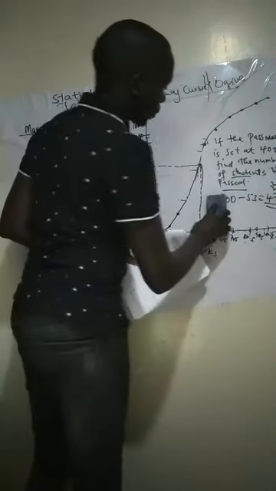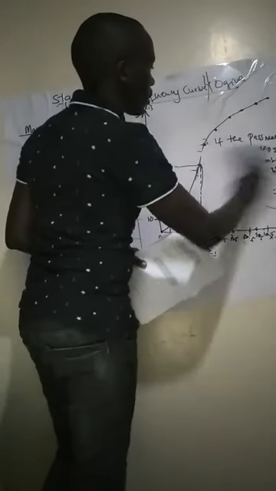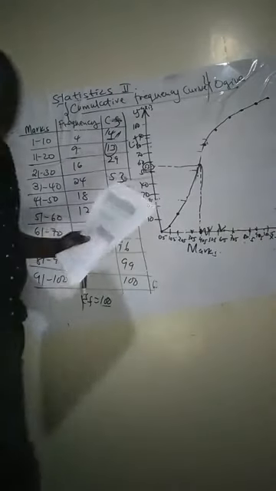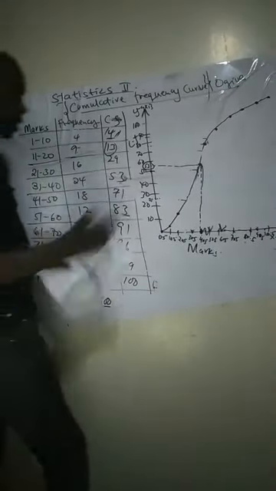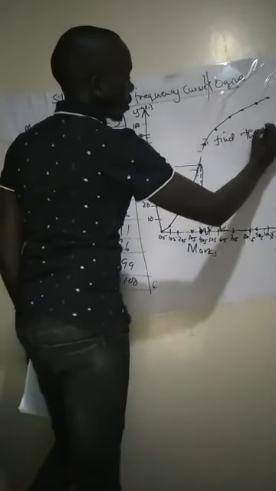So maybe I can add another one. How about if we are told, now we reverse, find the pass mark.